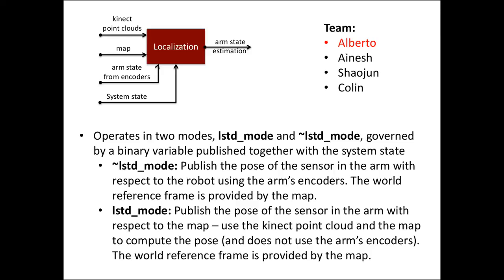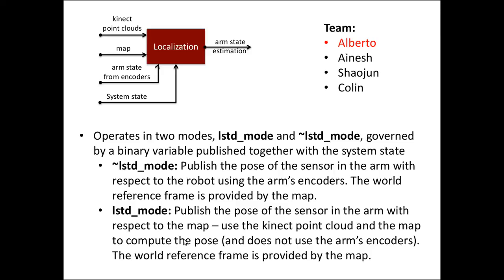So the state machine will publish this variable, and when it's not true, the localization model will publish the pose of the sensor in the arm with respect to the robot using the arm encoders. The world reference frame is always provided by the map. I'm going to talk about the mapper in a minute.